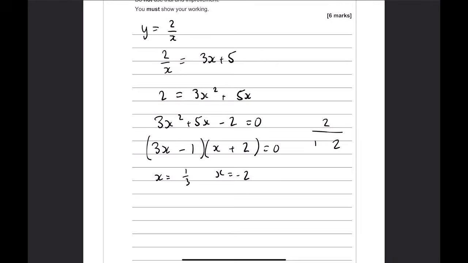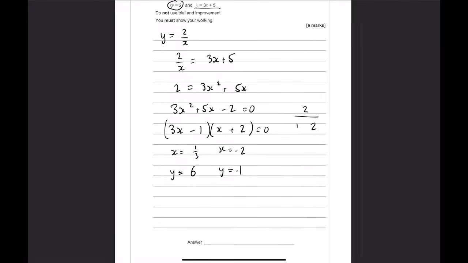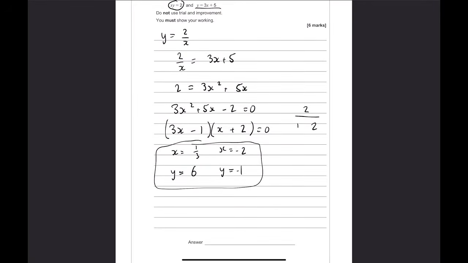And again, to work out the corresponding y values, on this side y must equal minus 1, and on this side y must equal 6. And here are our 4 solutions, or 2 pairs of solutions.